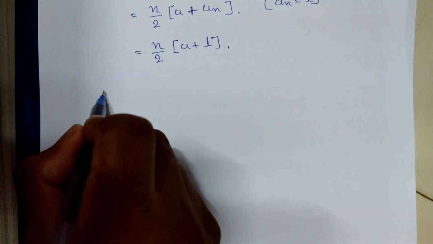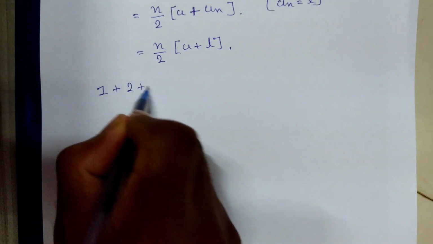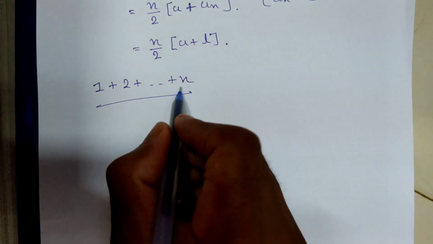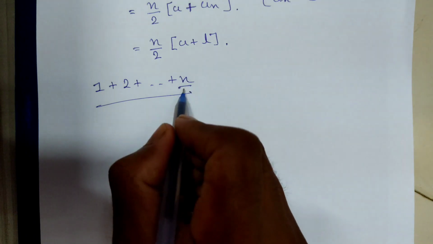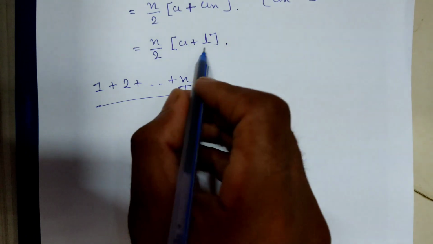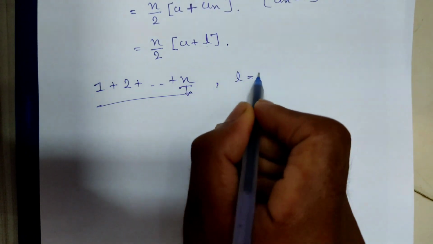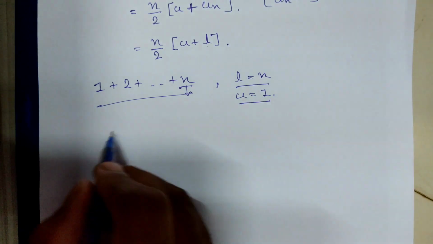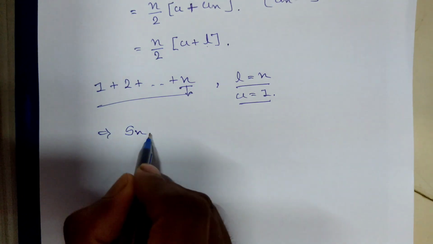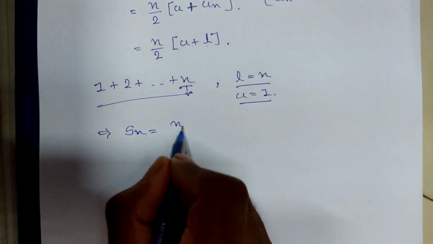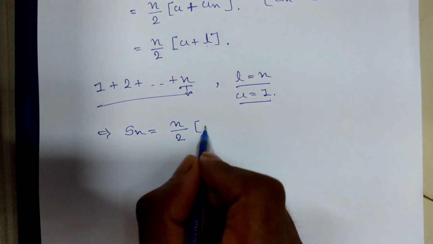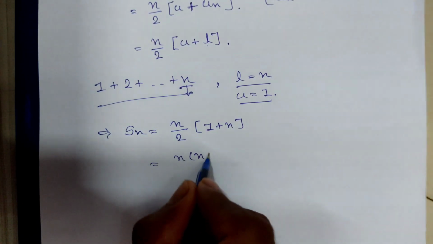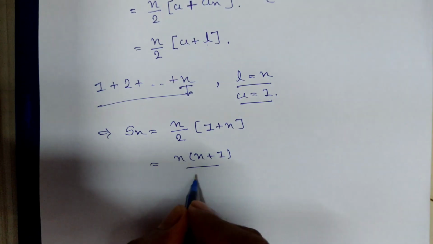We have to find the sum 1 plus 2 plus up to n. So the number of terms is n, the nth term is also n, so l equals n, and a equals 1. So Sn equals n by 2 into 1 plus n, which is equal to n into n plus 1 upon 2.